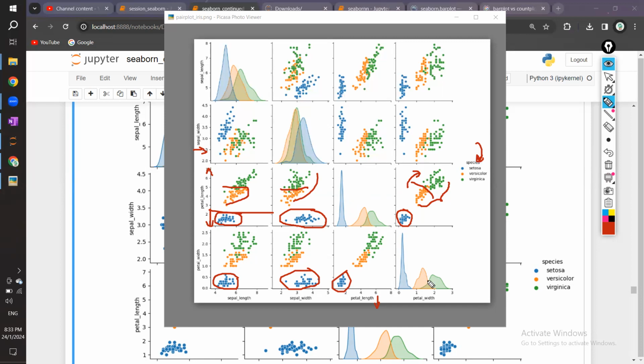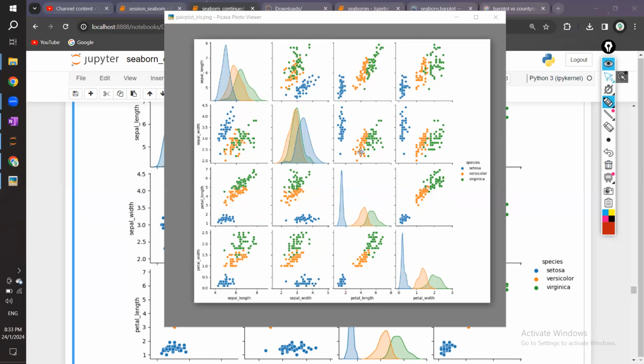And even this diagonal will also give you good information, right? See here, the petal length, obviously, because setosa is getting separated, its distribution is also a bit different from the other two graphs. See, the setosa histogram is getting separated from the others. Agree?